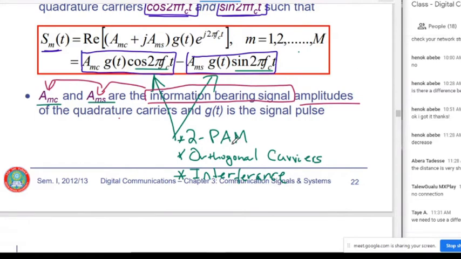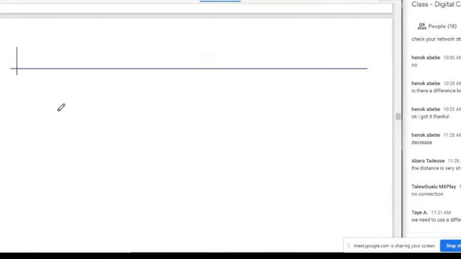orthogonal carriers. Now just to visualize how the implementation looks, suppose that you have information, again abstracted as zeros and ones, and suppose that information is coming at a rate of r bits. Then what we usually do is the following: in the initial block we will have what we call serial to parallel converters.